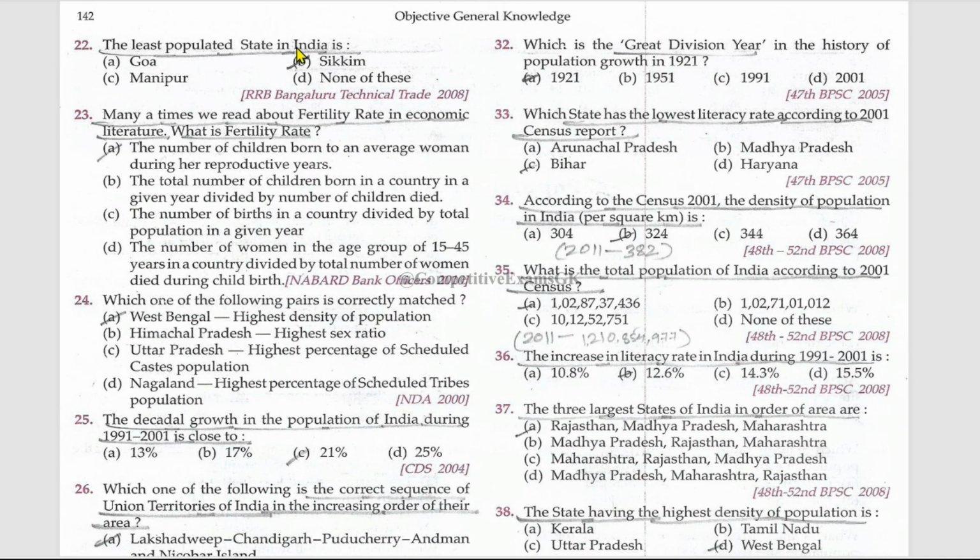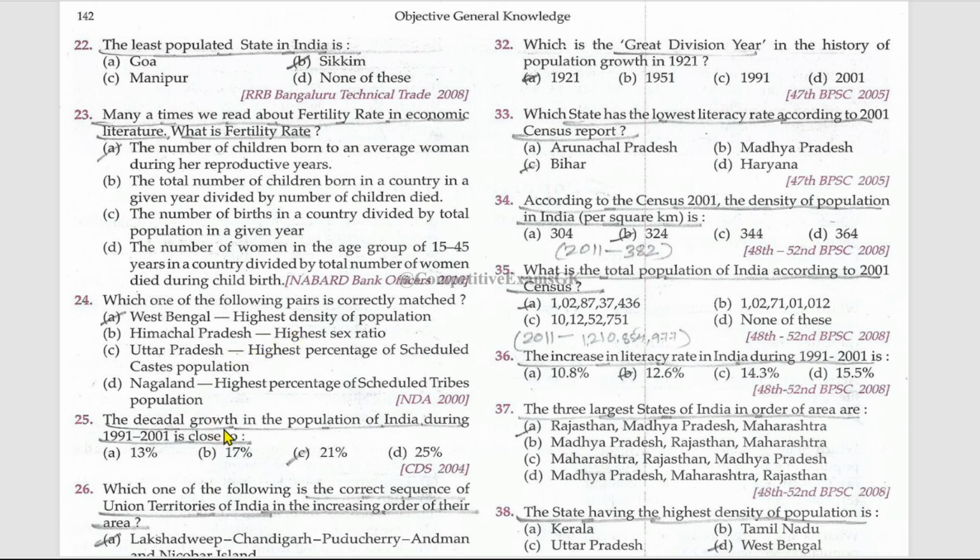The least populated state in India is Sikkim. Many a time we read about fertility rate in economic literature. What is fertility rate? The number of children born to an average woman during her reproductive years. Which one of the following is correctly matched? West Bengal, highest density of population.